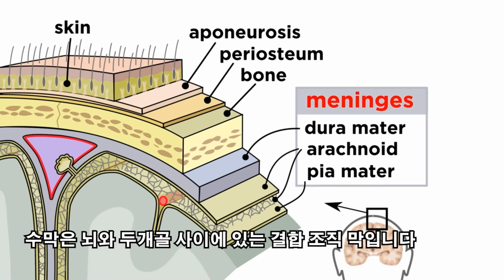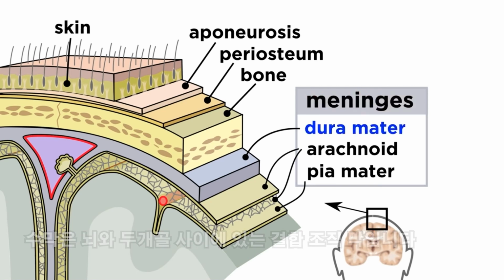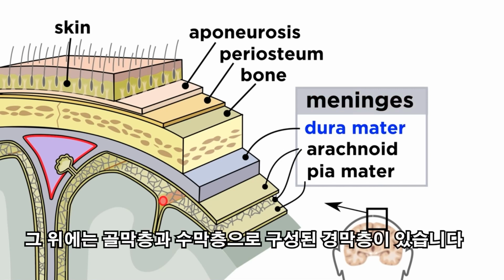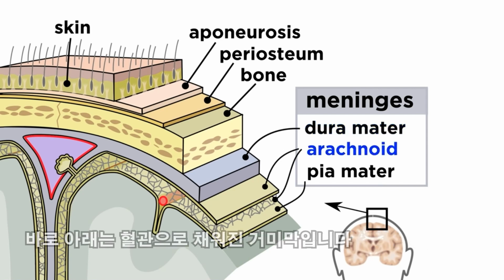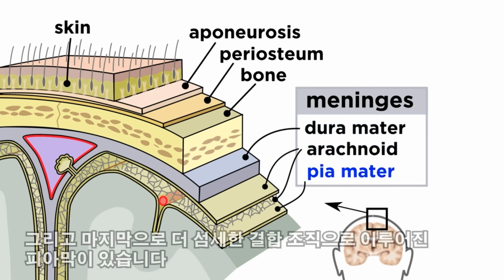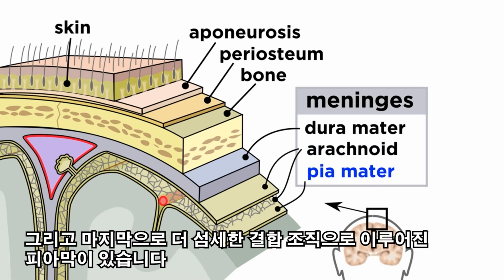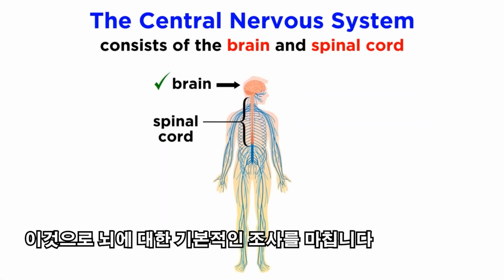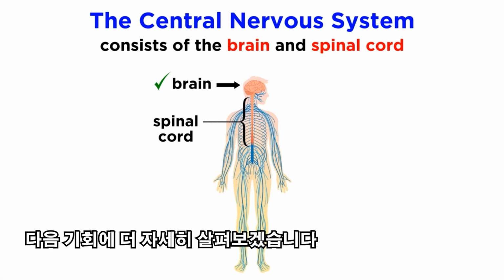Meninges are connective tissue membranes that sit between the brain and the skull. On top is dura mater, consisting of a periosteal layer and a meningeal layer. Immediately below is arachnoid mater, filled with blood vessels. And lastly is pia mater, made of more delicate connective tissue. That wraps up a basic survey of the brain. We will go into more detail at another time.